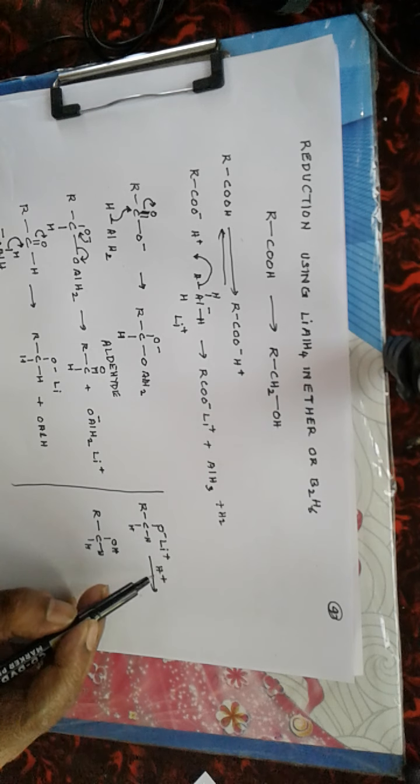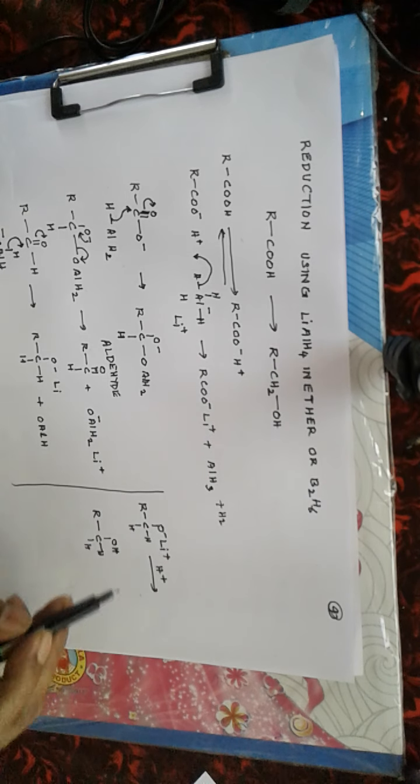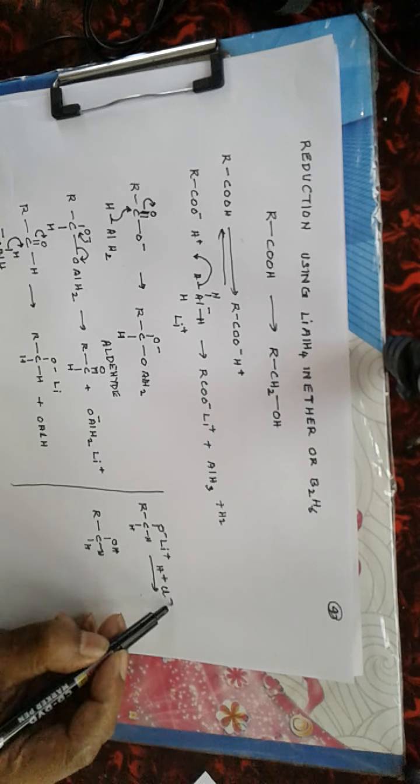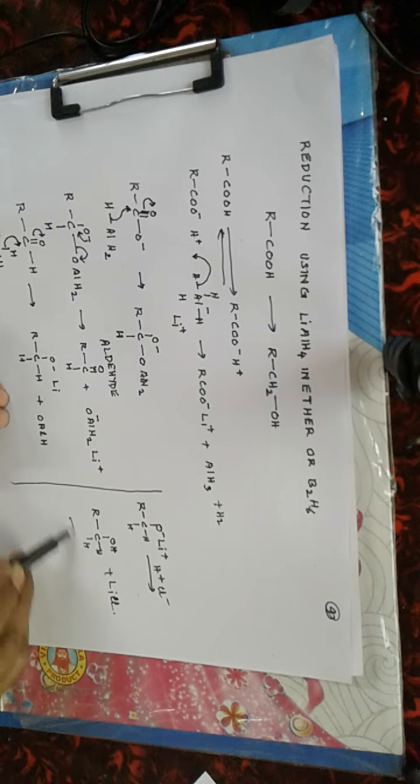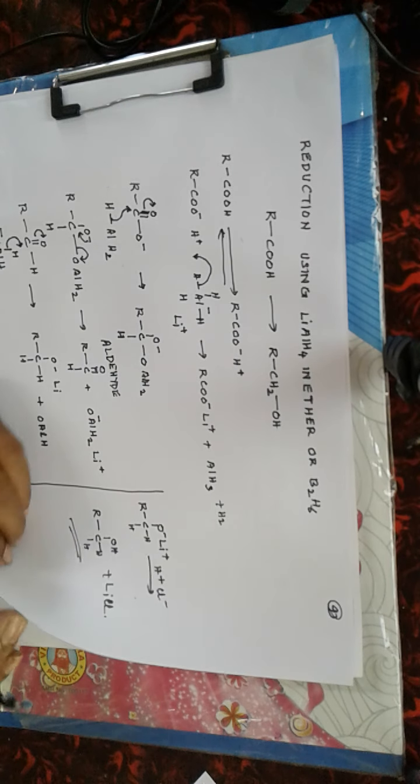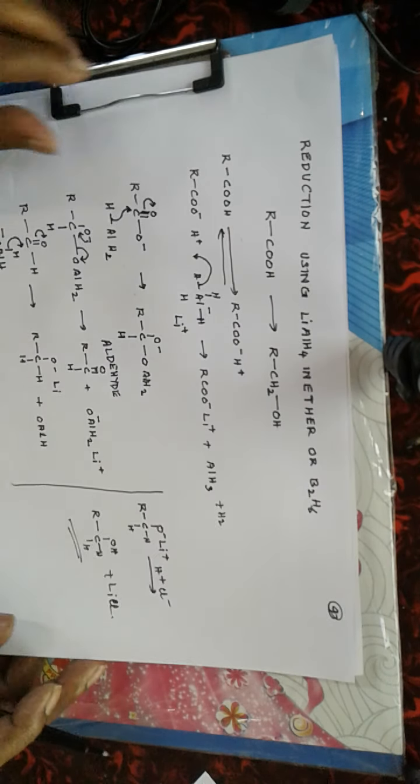Then OAlH2 negative donates one hydride to the carbonyl carbon with simultaneous ionization. Here we get RCH2O negative, Li positive, and OAlH. Then RCH2O negative, Li positive with acid gives OH. If it is H positive, Cl negative, we should get LiCl. So that is the net reduction to RCH2OH. So simple reaction, simple mechanism.